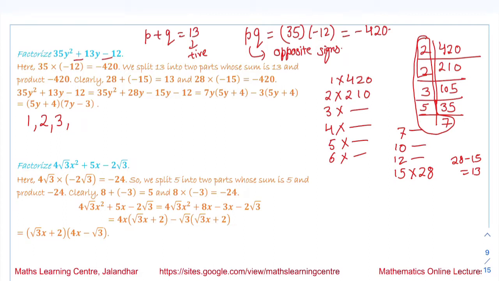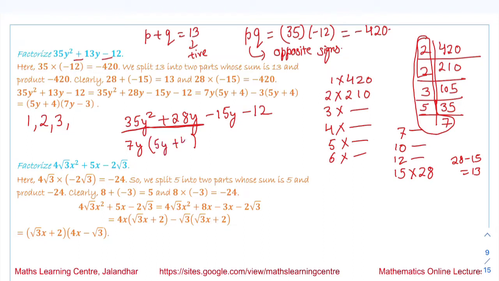So what we need is 35y square. The answer should be positive. It means we are writing plus 28y minus 15y minus 12. From the first two terms, we can take 7y common, so you will get 5y plus 4. From the next two terms, you take 3 common, and we are left with 5y plus 4. Now you take 5y plus 4 common, and you get the answer: 5y plus 4 into 7y minus 3.